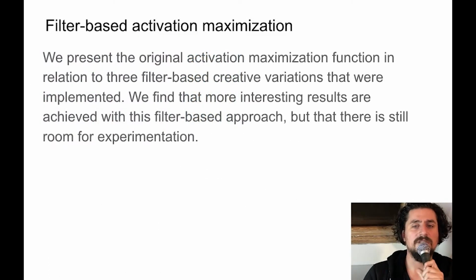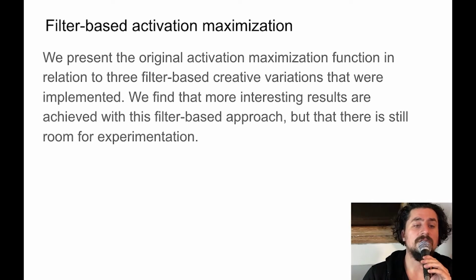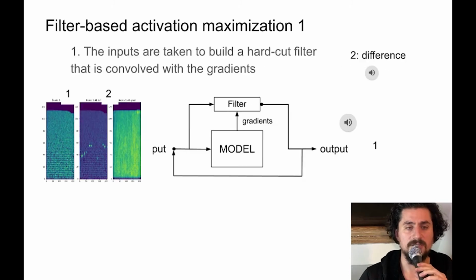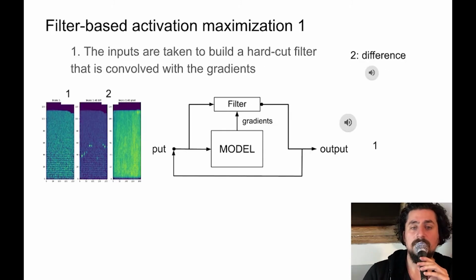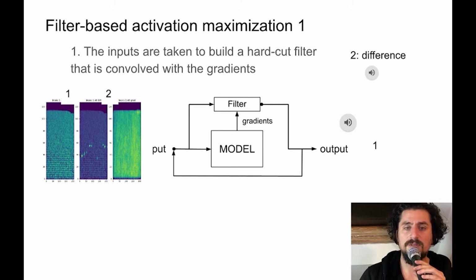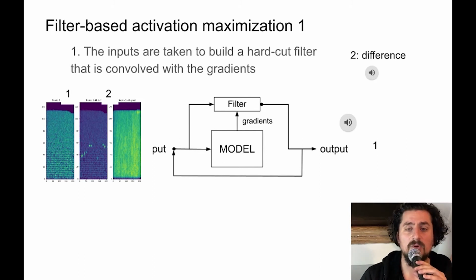We present the original activation maximization function in relation to 3 filter-based creative variations that were implemented. We find that more interesting results are achieved with this filter-based approach, and there's a lot of room for experimentation. The inputs are taken to build a hard-cut filter that is convolved with the gradients, right? We have the input here, the same input as before. We pass it through the model, and we take the gradients. But we use the input to construct this hard-cut filter, and then we add it to the input, and we turn that into the output.